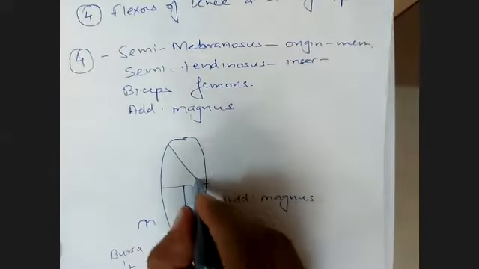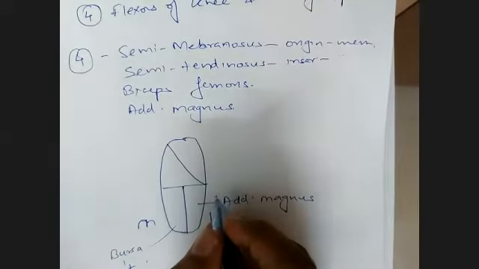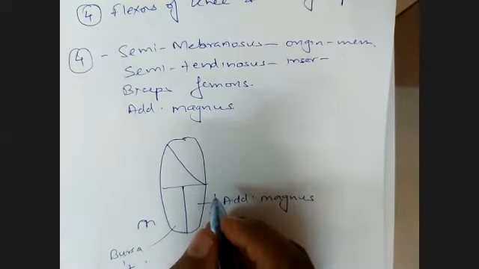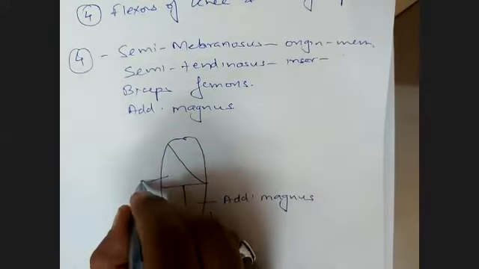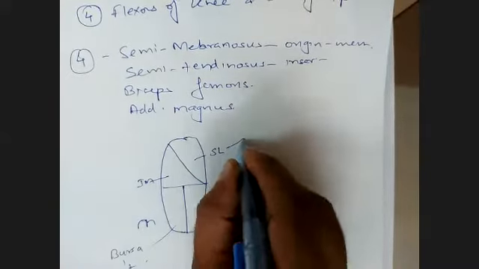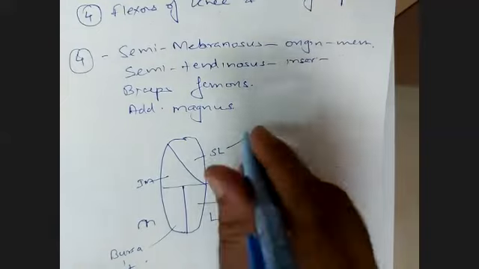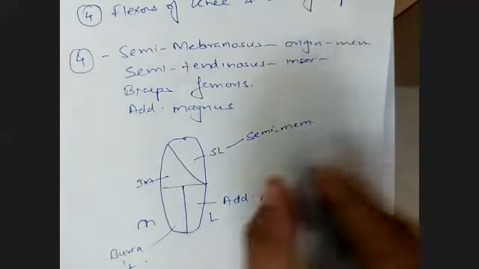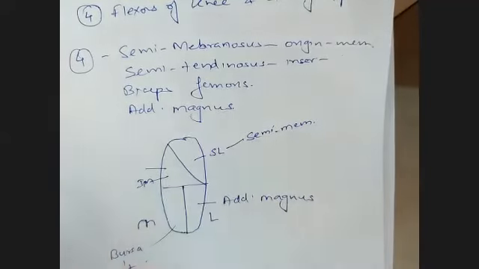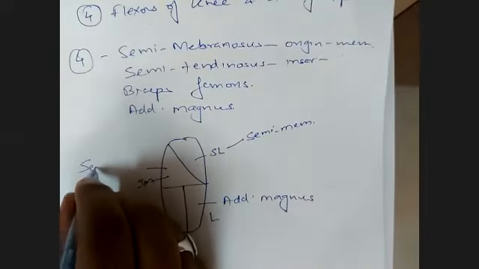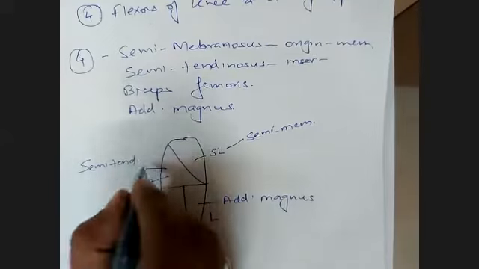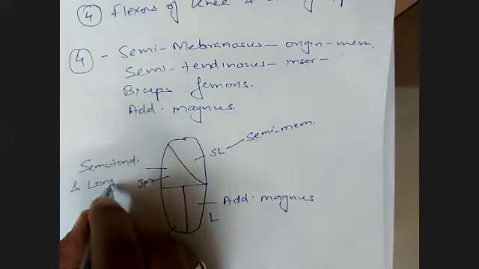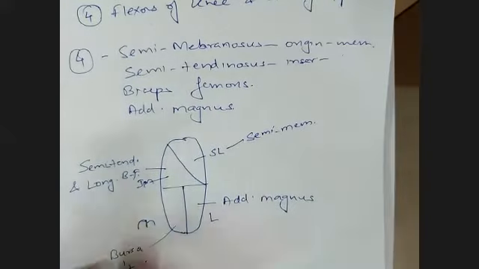And the upper part is further divided into two parts: inferomedial and superolateral. From the superolateral part takes origin the semimembranosus. And from the inferomedial part takes origin the semitendinosus and the long head of biceps femoris.